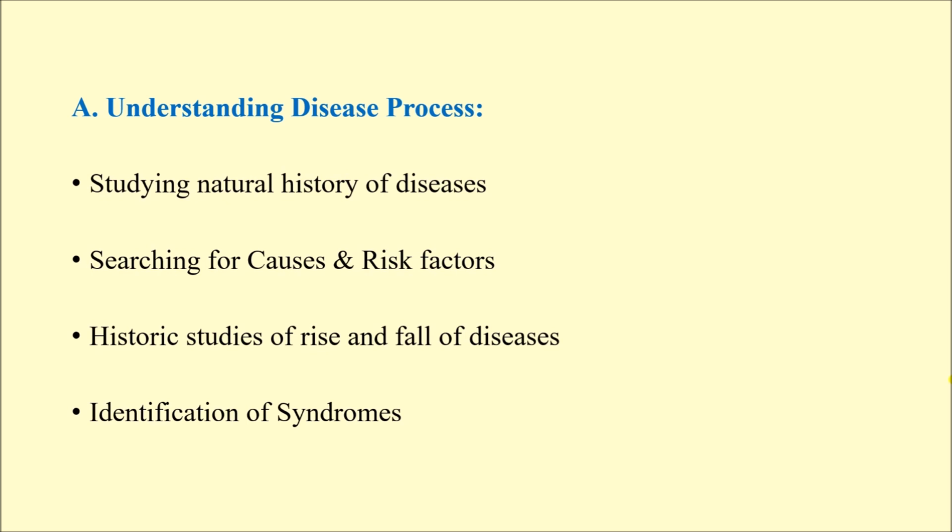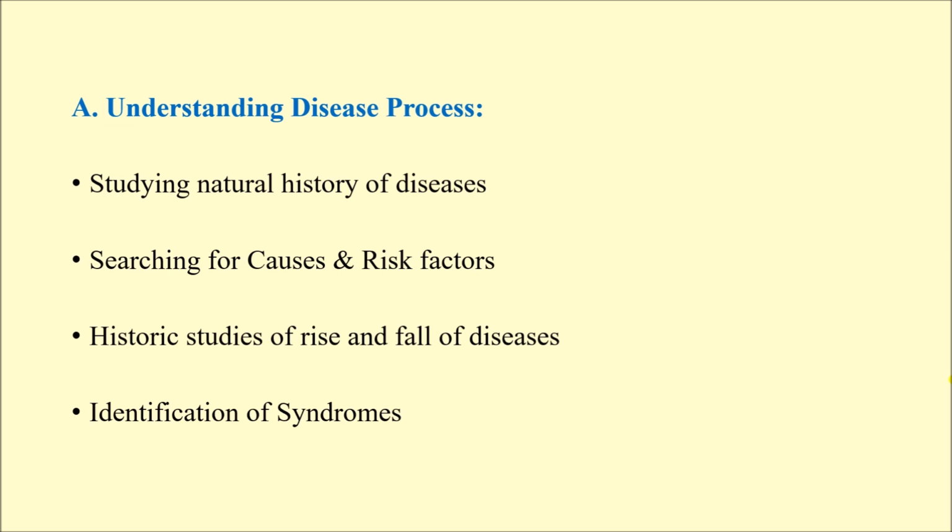The first one is studying the natural history of disease. So, what is natural history of disease? After inception of an infection or risk factor or adopting some risky behavior, the progression of the disease process in the human body up to the consequences, that means the possible outcome. All these things are considered as the natural history of disease.